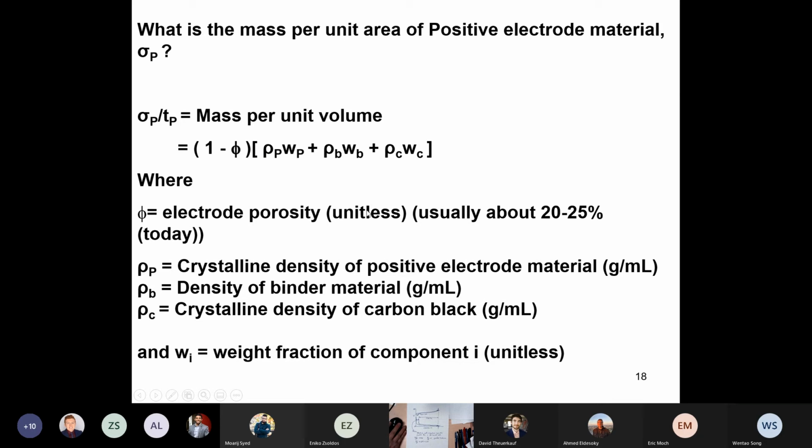The electrode porosity today is usually about 20 to 25%. So this phi would be something like 0.2 typically. And that gives you the mass per unit volume. And if you want the mass per unit area, you would just multiply this by the thickness of the positive electrode.